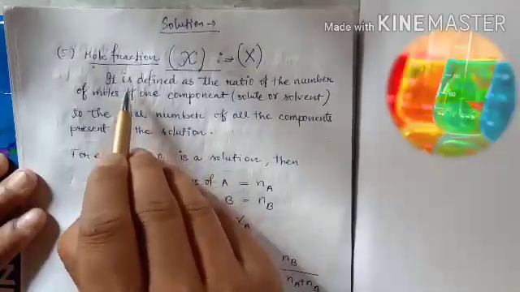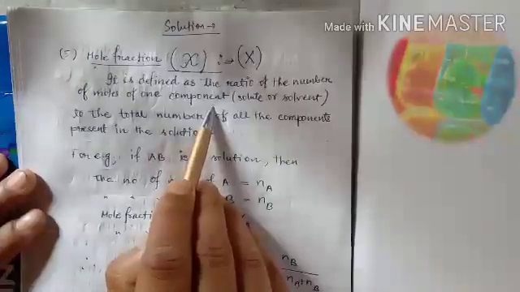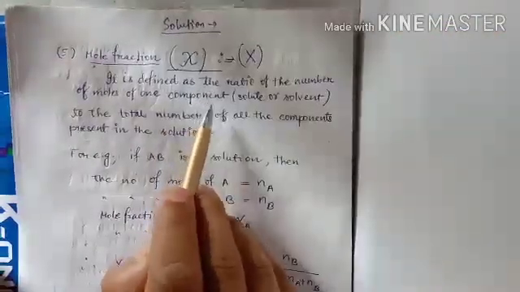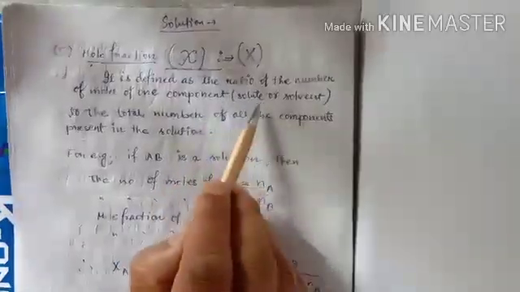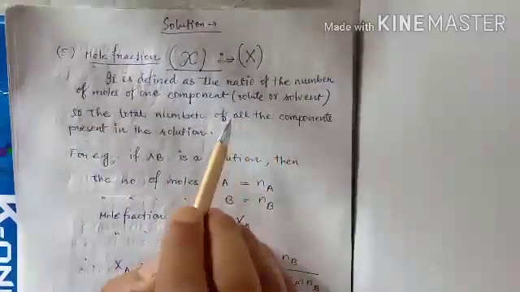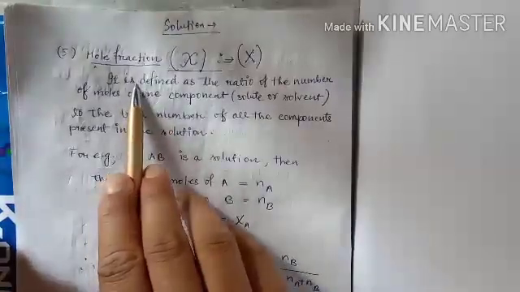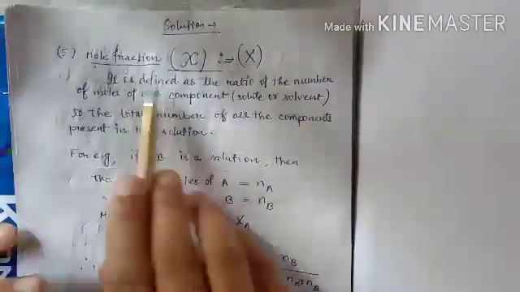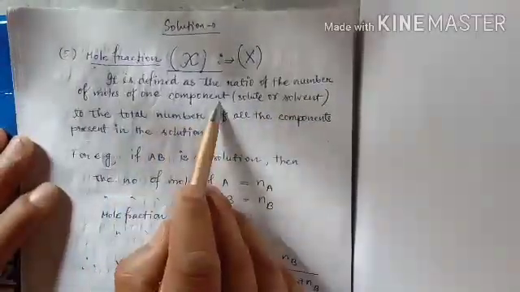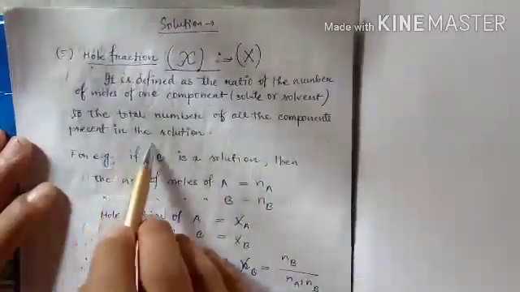It is very simple. It is defined as the ratio of the number of moles of one component. We already told you that we only discuss binary solutions, that means a binary solution having two components, solute and solvent. So it is defined as the ratio of the number of moles of one component, it may be solute or solvent, to the total number of moles of all the components present in the solution.